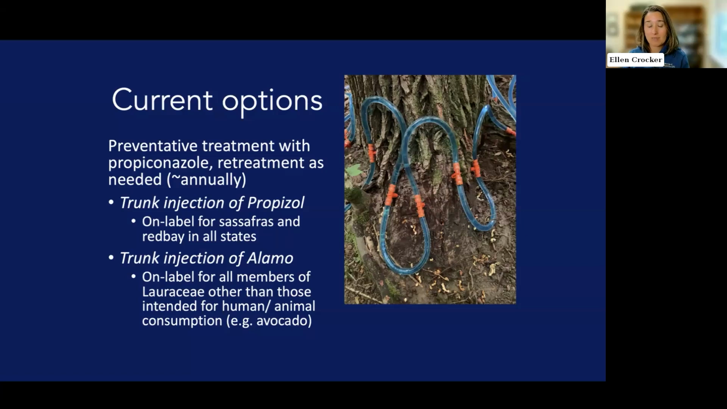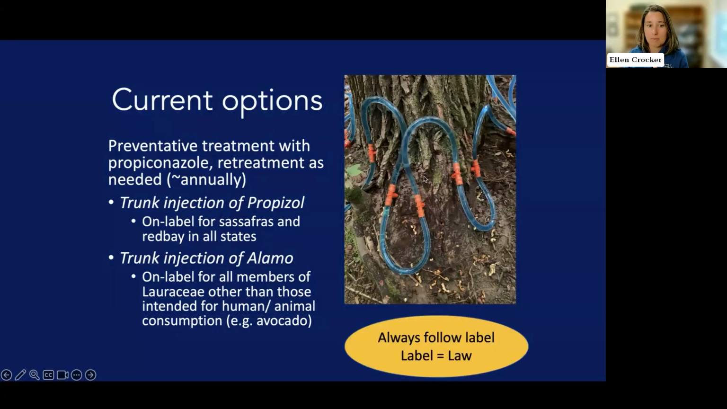Now, that should be balanced with the fact that in order to do this treatment, you are drilling holes into the tree to inject them, so there's going to be some damage from that as well. It's really something you only want to do where laurel wilt is active and things are problematic. And as with any pesticide, you always want to follow the label. The label of those insecticides or fungicides is the law. So hopefully that provides a little more context on some of the fungicide options for laurel wilt disease.